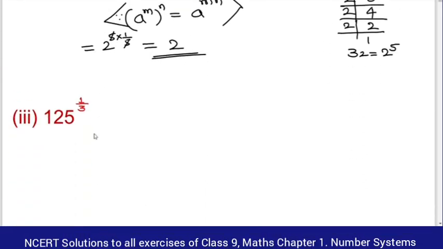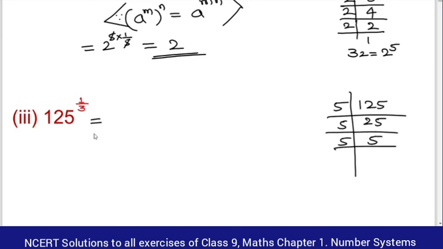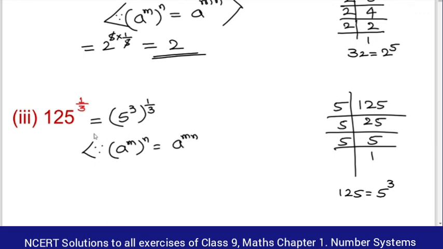Third one, 125 raised to 1 by 3. This 125 factors are 5, 25 is 5 fives are 25, again 5 ones are 5. 125 is equal to 5 raised to 3. So this is 5 raised to 3 to the power 1 by 3. Here we are using the formula a raised to m whole raised to n is equal to a raised to m into n. So which is equal to 5 to the power 3 into 1 by 3. 3 gets cancelled. Then the answer is 5.